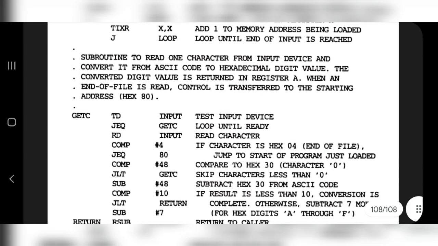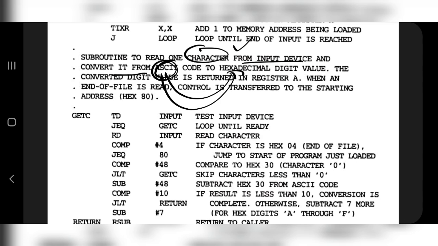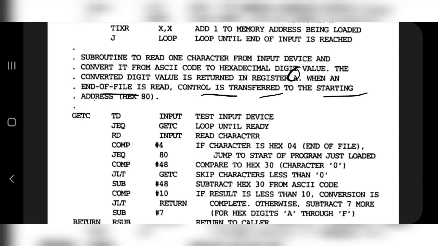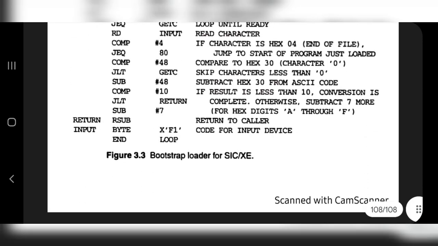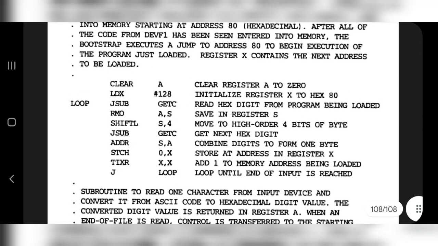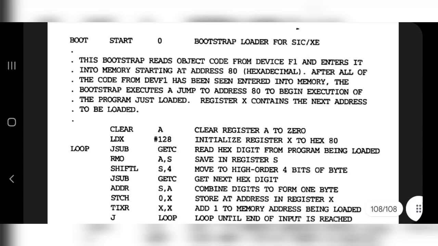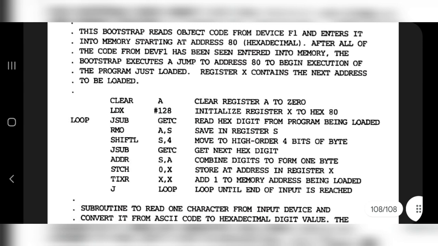For example, here is the subroutine to read one character from the input device and convert it from the ASCII code to a hexadecimal digit. The converted digit is then returned in register A. When the end of the file is read, the control is transferred to the starting address hex 80. That is the program we'll be seeing, just taking an input and storing it in register A after conversion.